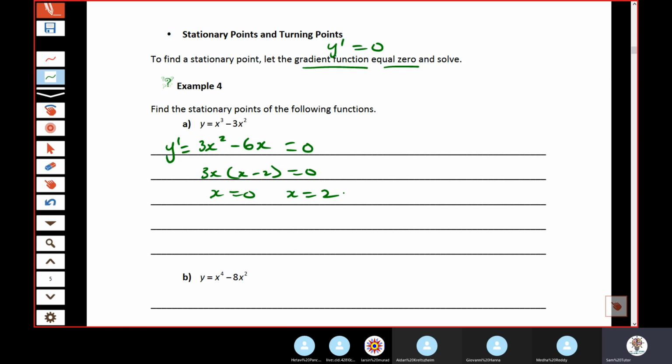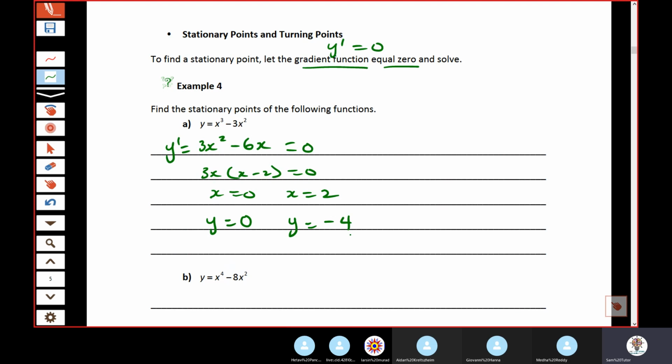Sub. If they make it too hard, get back to your basics. So sub it back in. Sub back into the original, right? X equals 0. Sub back into the original. You're going to get 0. Sub back into the original. 8, take away 4, 3, 12, negative 4. Done. So what are your two stationary points? 0, 0, and 2, and negative 4.